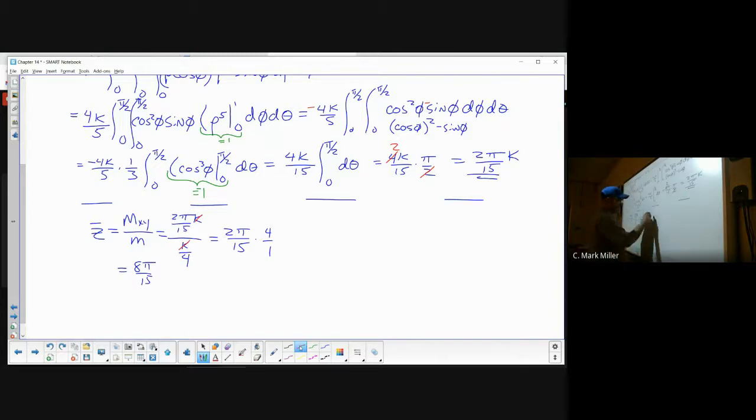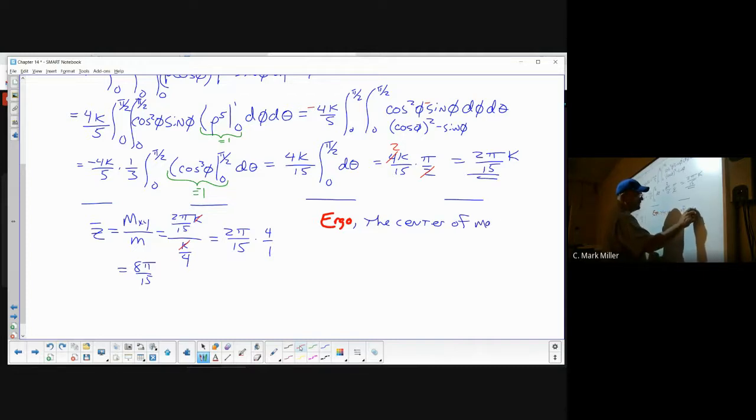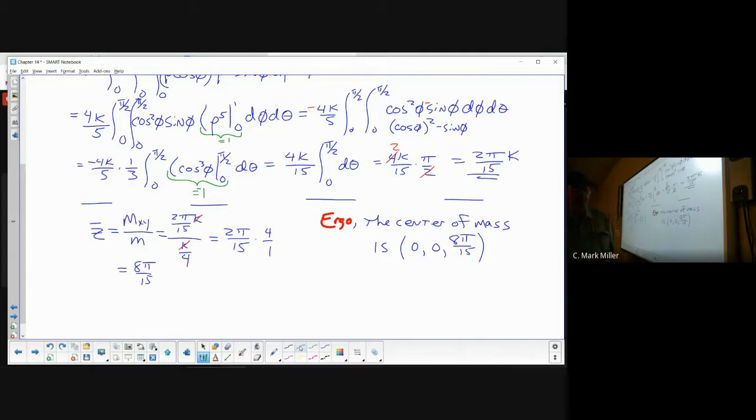Ergo, the center of mass is 0, 0, 8 pi over 15. Interesting that the k's cancel. So you get the same center of mass no matter what your constant of proportionality is.